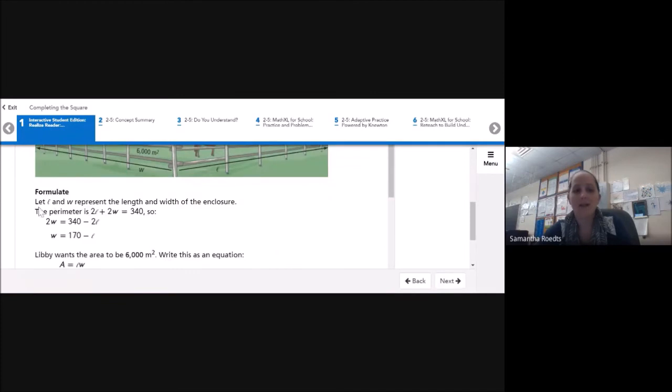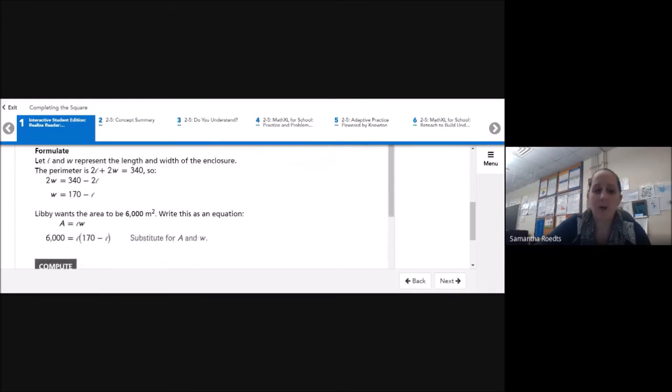So let L and W represent the length and width of the enclosure. So the perimeter is 2L plus 2W equals 340. So 2W equals 340 minus 2L. And I divide both sides by 2, so I get W equals 170 minus L. So Libby wants the area to be 6,000 meters squared. Write this as an equation. So 6,000 is A equals L times 170 minus L.